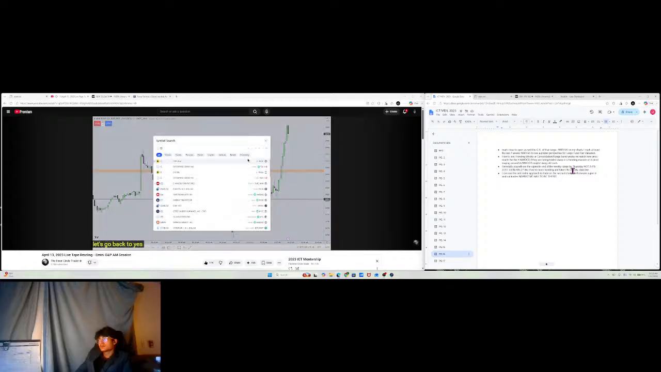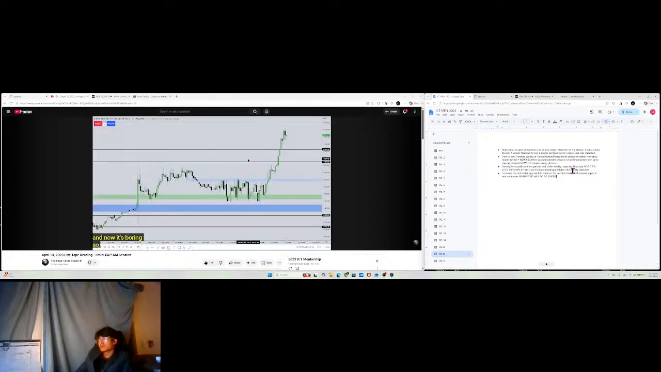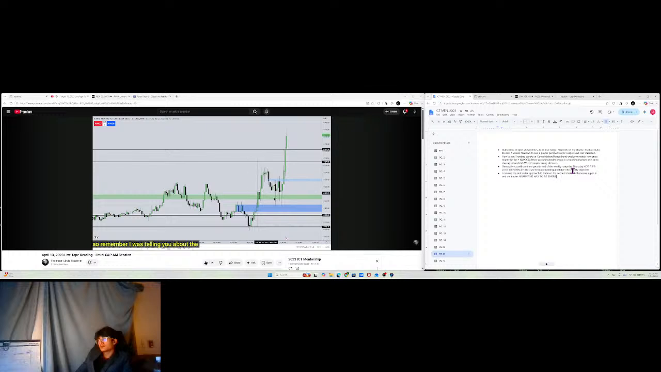Let's go back to ES. Oh, now it's boring. So now let's take a step back and look at that 5-minute chart, okay? So remember I was telling you about the bullish breaker? We did not want to see it come back down here. We needed to see it in this candle. I said that candle or the next one. It needs to run. Trade it up into the low, into the consequent encroachment, into the high, and then went even further.